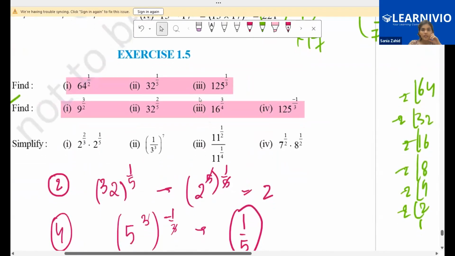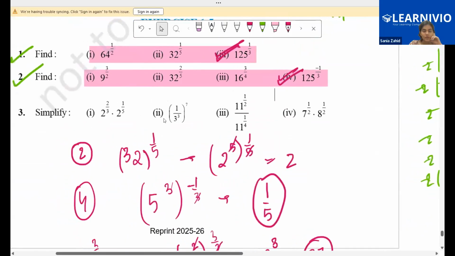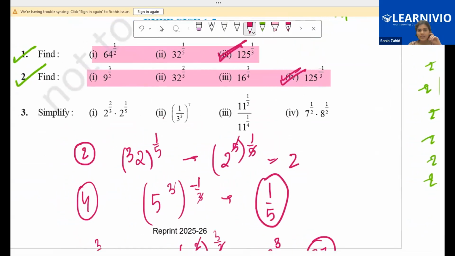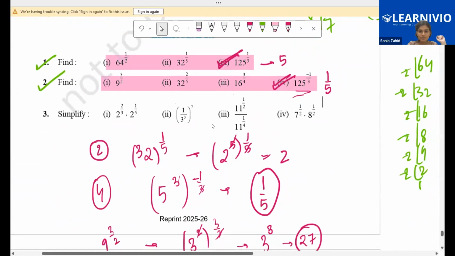So whatever answer you get for the third one, you reciprocate it, you get the fourth one. Right? Children, this fourth question was the one I saw previously. You know the answers now, they are reciprocals of each other. This one will be 5 and this one is 1 by 5. So any doubts up till here?